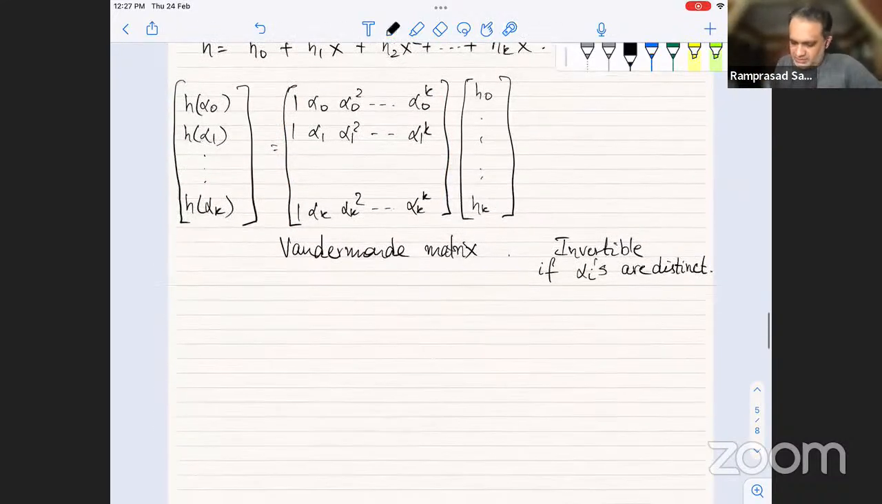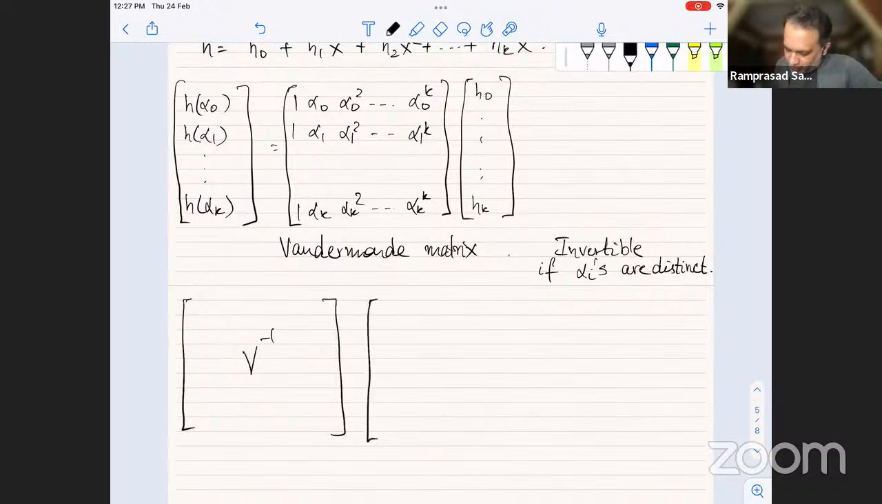Okay, so in other words, what I'm saying is that there exists some matrix, I don't know what this is, I'm just going to call this V inverse, where if I now multiply with h of alpha 0, and so on, till h of alpha k, this will actually give me the list of coefficients.